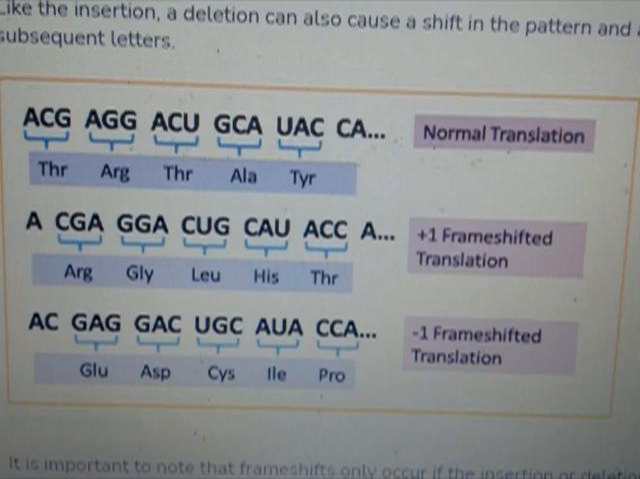Number D is frame shift mutation. It is a consequence of an insertion or deletion of a nucleotide. You know what insertion means? You know what deletion is? Insertion means, say you have seven students in a project group. They send another student to the group, one student. It becomes 8. It has been inserted.